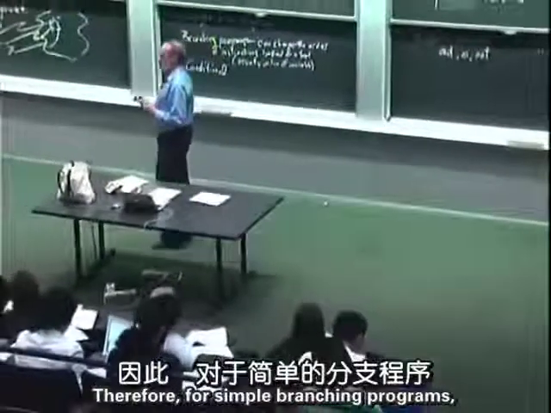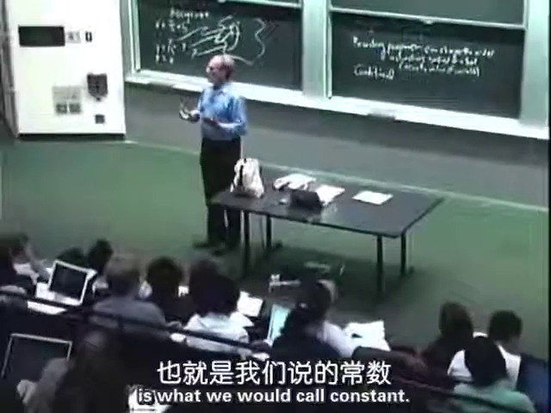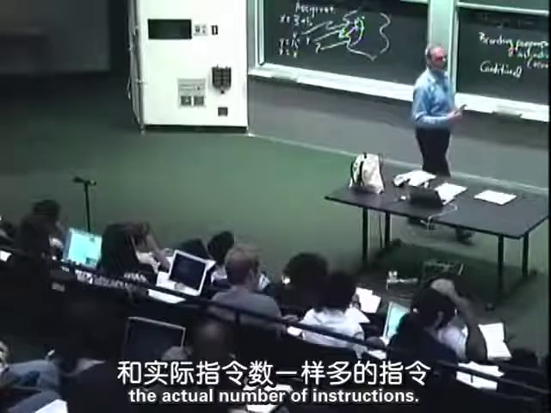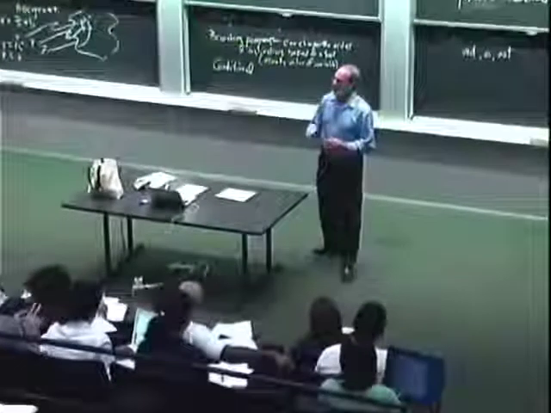Therefore, for simple branching programs, the length of time, the complexity of the code, is what we would call constant. That is, it's at most the length of the actual number of instructions. It doesn't depend on the input. Real simple programs. Let's take another simple example.